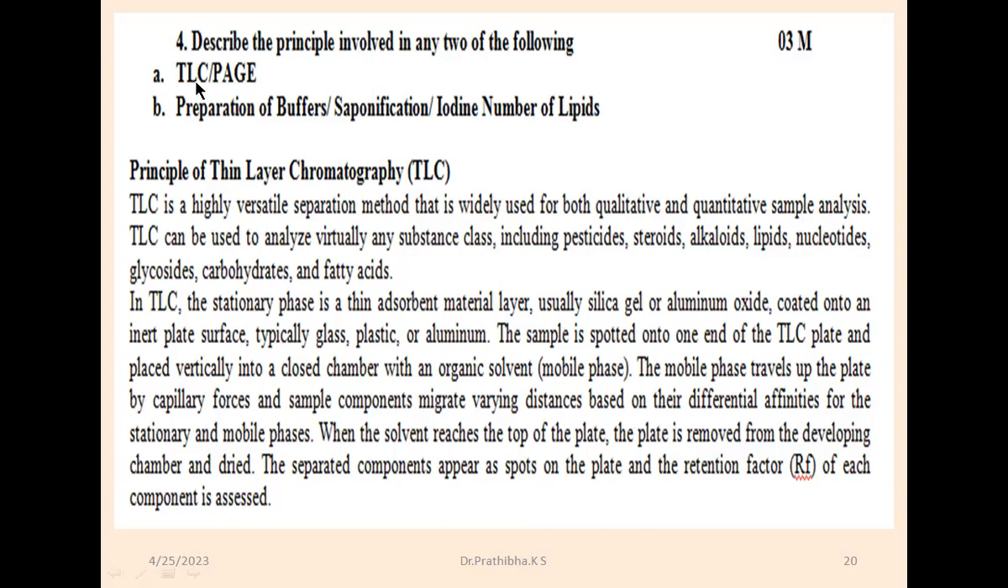In general also you can write. Don't worry that they have asked only the principle. TLC, we can write. Then PAGE, first write the full form and then focus on its principle. Then preparation of buffers: what is a buffer, what are the different types of buffers, applications, you can write. Then saponification, then iodine number of lipids. Any two you are going to write. Each answer carries 1.5 marks. So a minimum of 4 points is more than enough. So here, first one, the principle of thin layer chromatography, I have given here.